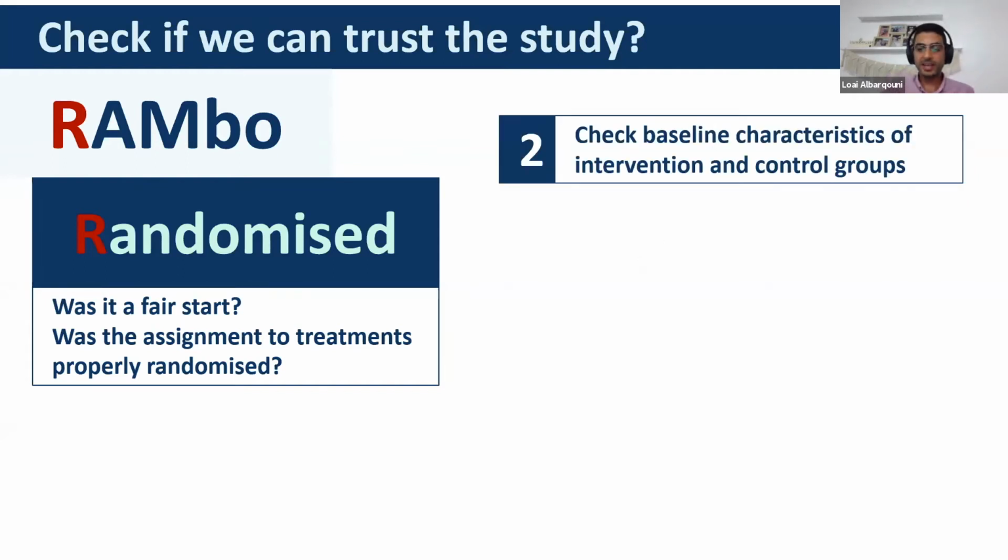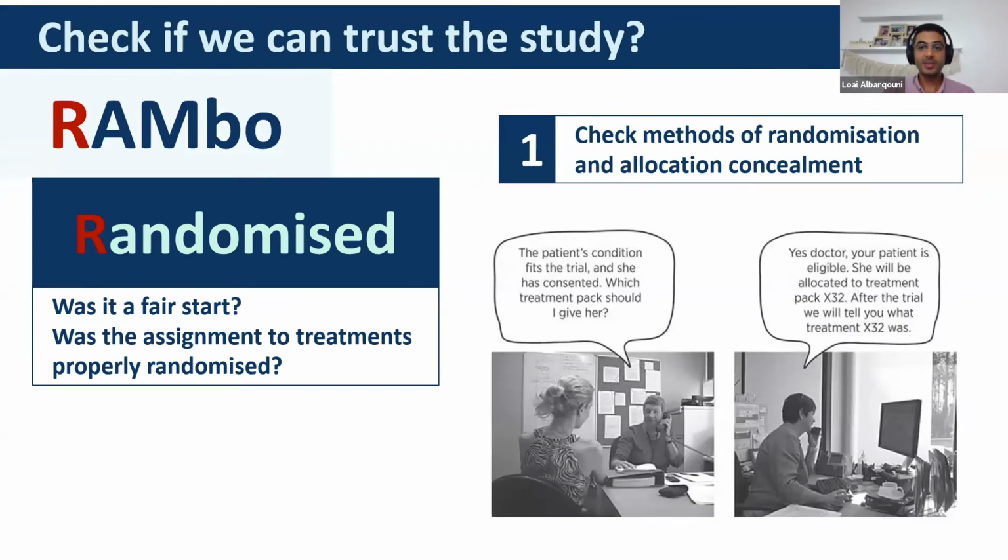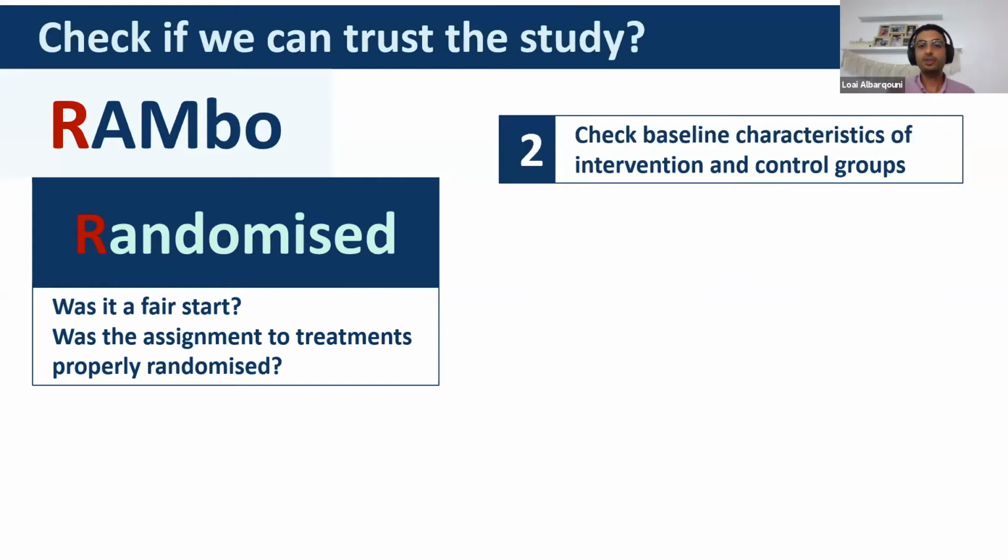So the first thing, you have to check the methods about the randomization and allocation concealment. And the second step, if that's checked and everything is okay, then you have to check the baseline characteristics. Check if the randomization has occurred properly by looking at the first table. Usually in table one of the randomized controlled trial, there are the characteristics of those who have been randomized to the intervention group and those randomized to the control group, to check if there are any differences between the two groups. And you are looking for any clinically important differences that could affect the results and bias them.